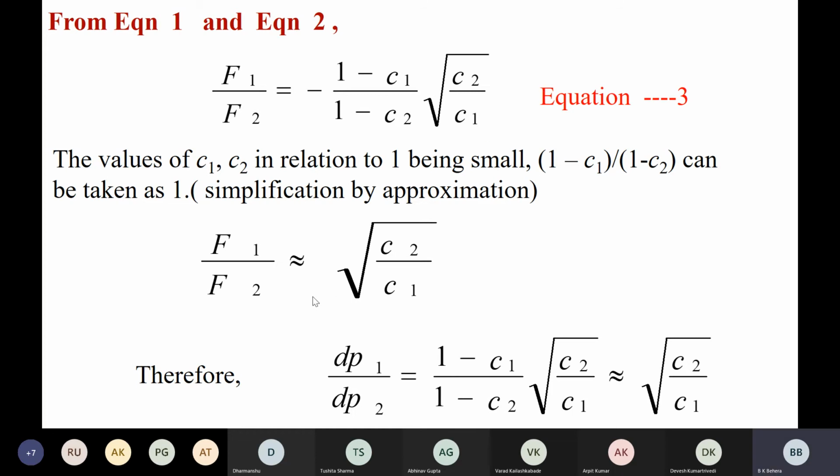Just to simplify this equation, it becomes dP1 over dP2 approximately equal to root C2 over root C1. So you have to remember this. Nothing to be surprised about. Crimp values, several times we have seen in many fabrics, are maximum 3%, 4%, 5% or 6%, which means the crimp fraction is 0.06, 0.05 or 0.03. 1 minus 0.05 or 0.03 is the same, and can be considered as 1. Here it is also 1. So this equation reduces to approximately this value.